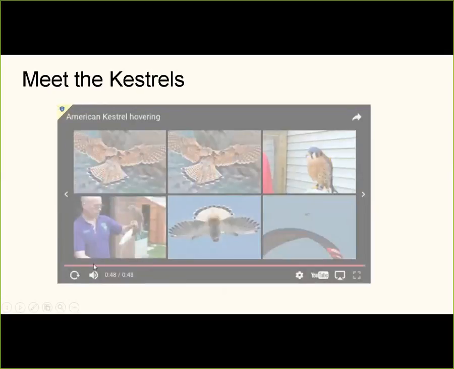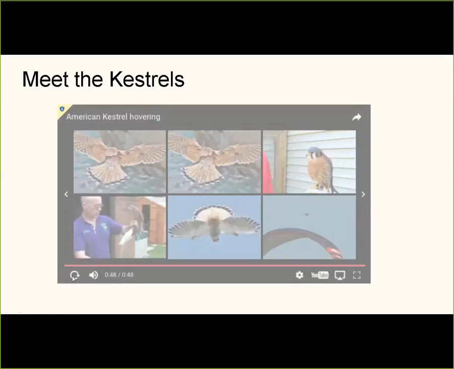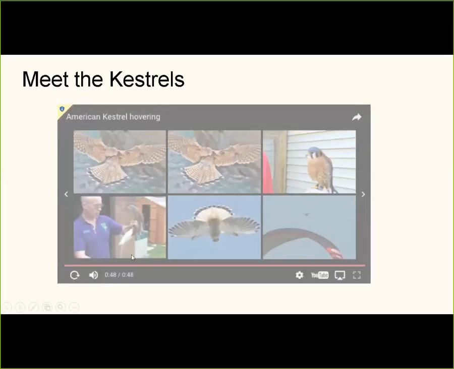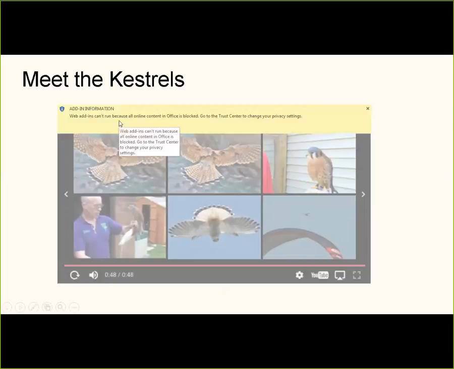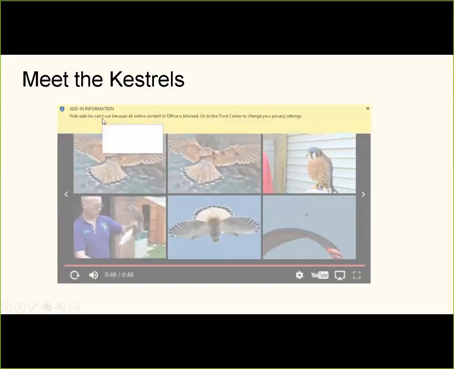Now, to give you an idea of what a hunting kestrel looks like, I have an embedded video here, which web add-ons can't run. Oh, well, that's a problem. Which link? Sorry. Oh.